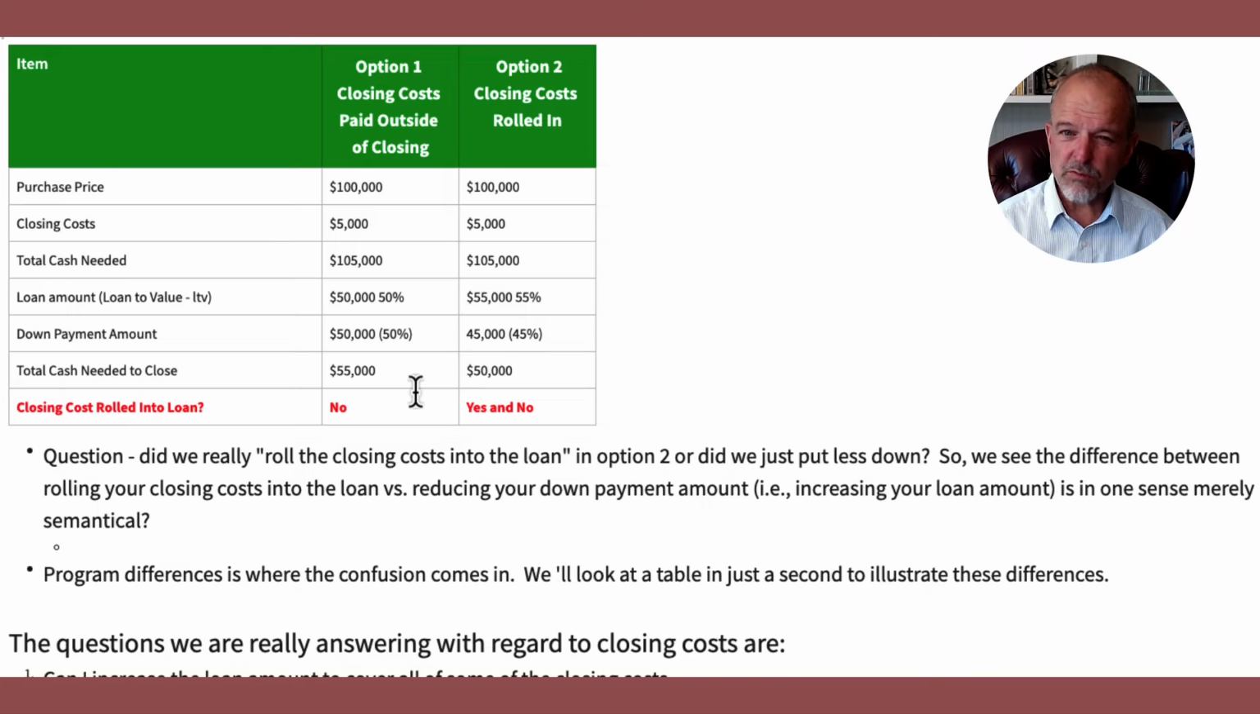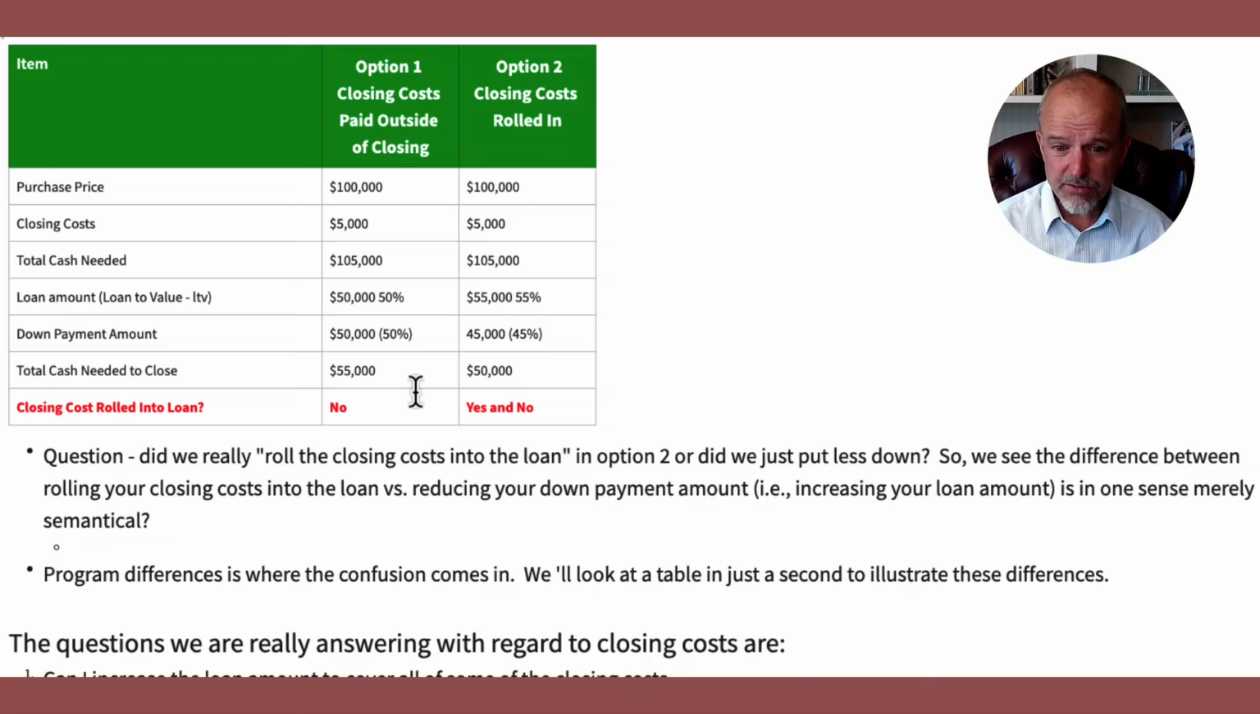Let's say the borrower says, I'm going to roll those closing costs into my loan because I don't want to bring $55,000. Same deal, same $100,000 purchase, same $5,000 closing cost. But now, instead of borrowing $50,000, we're going to borrow $55,000. So our loan to value is now 55% instead of 50%. And the down payment, instead of being $50,000, is $45,000, or 45% instead of 50%. Remember, the down payment percentage is just the inverse of the loan to value. If 100% is our standard, and we have a 55% loan to value, then our down payment percentage is 45%.